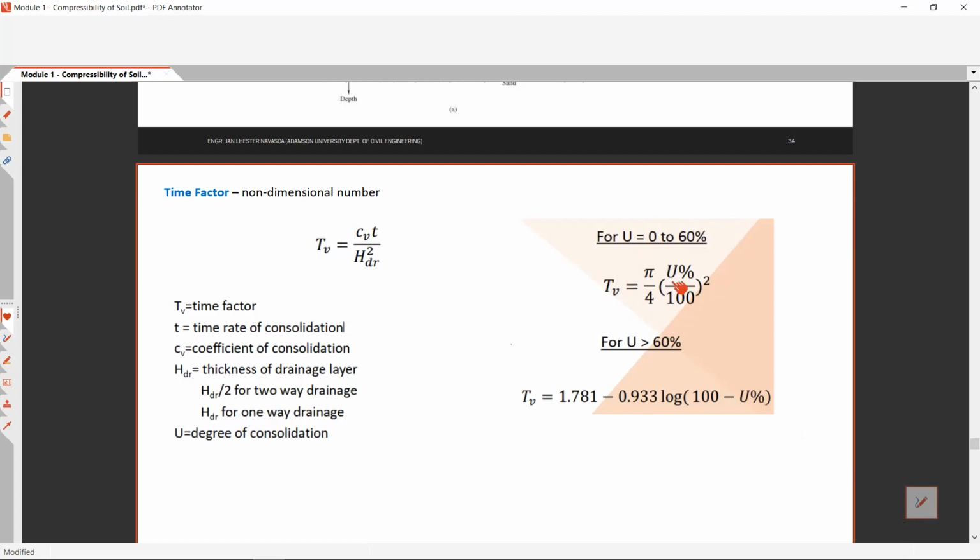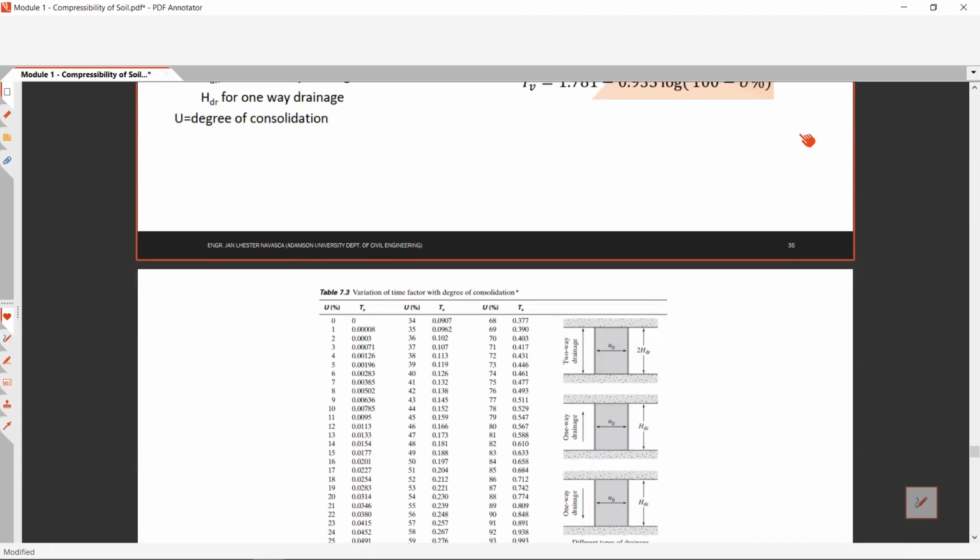So para siyang area lang ng circle, di ba? So T sub V is equal to pi over 4 times U in percent over 100, squared. Then for degree of consolidation greater than 60%, the formula is T sub V is 1.781 minus 0.933 log of 100 minus U in percent. Okay, that is the time factor.